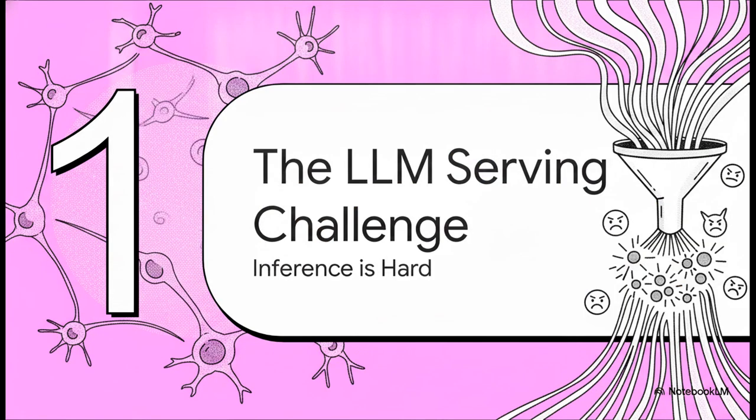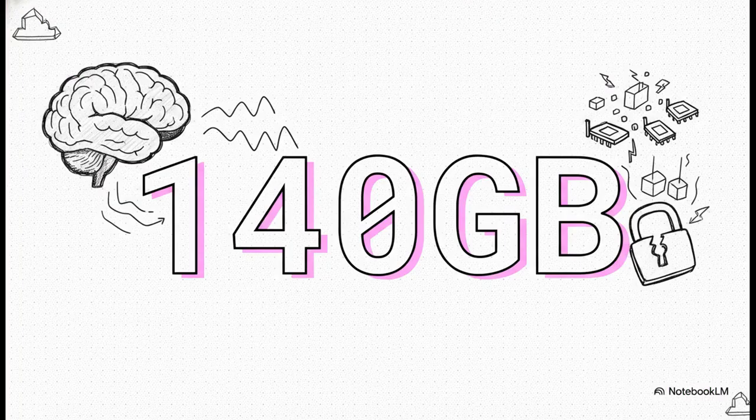Starting right off with Section 1, the LLM Serving Challenge. Look, if you've got a great model, getting it served up to users is where the real friction kicks in. To give you a little bit of scale shock here, a single 70 billion parameter model needs an astonishing 140 gigabytes of memory just to load into 16-bit precision. I mean, your standard gaming rig is probably crying just thinking about that. You literally cannot fit this thing on a normal chip.